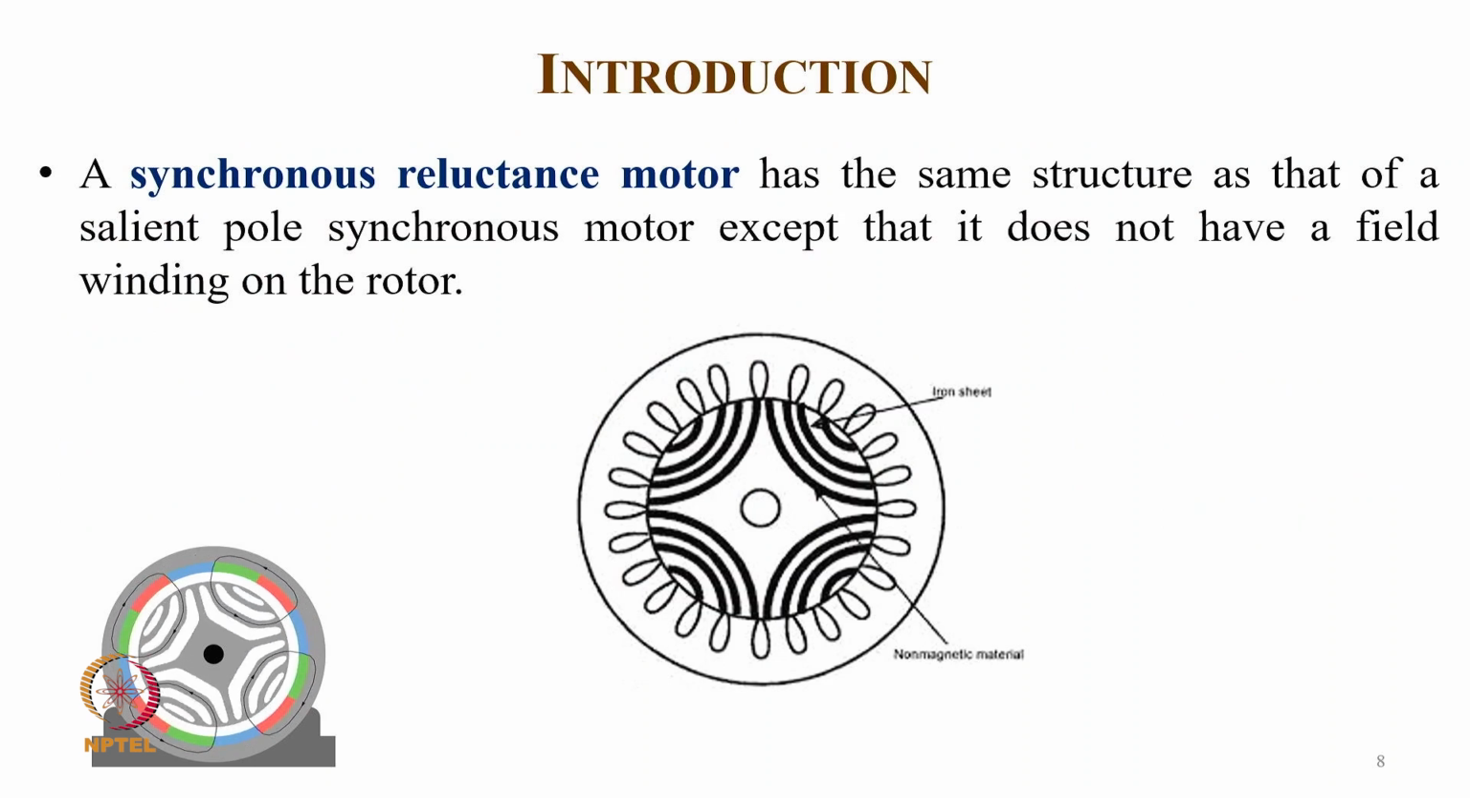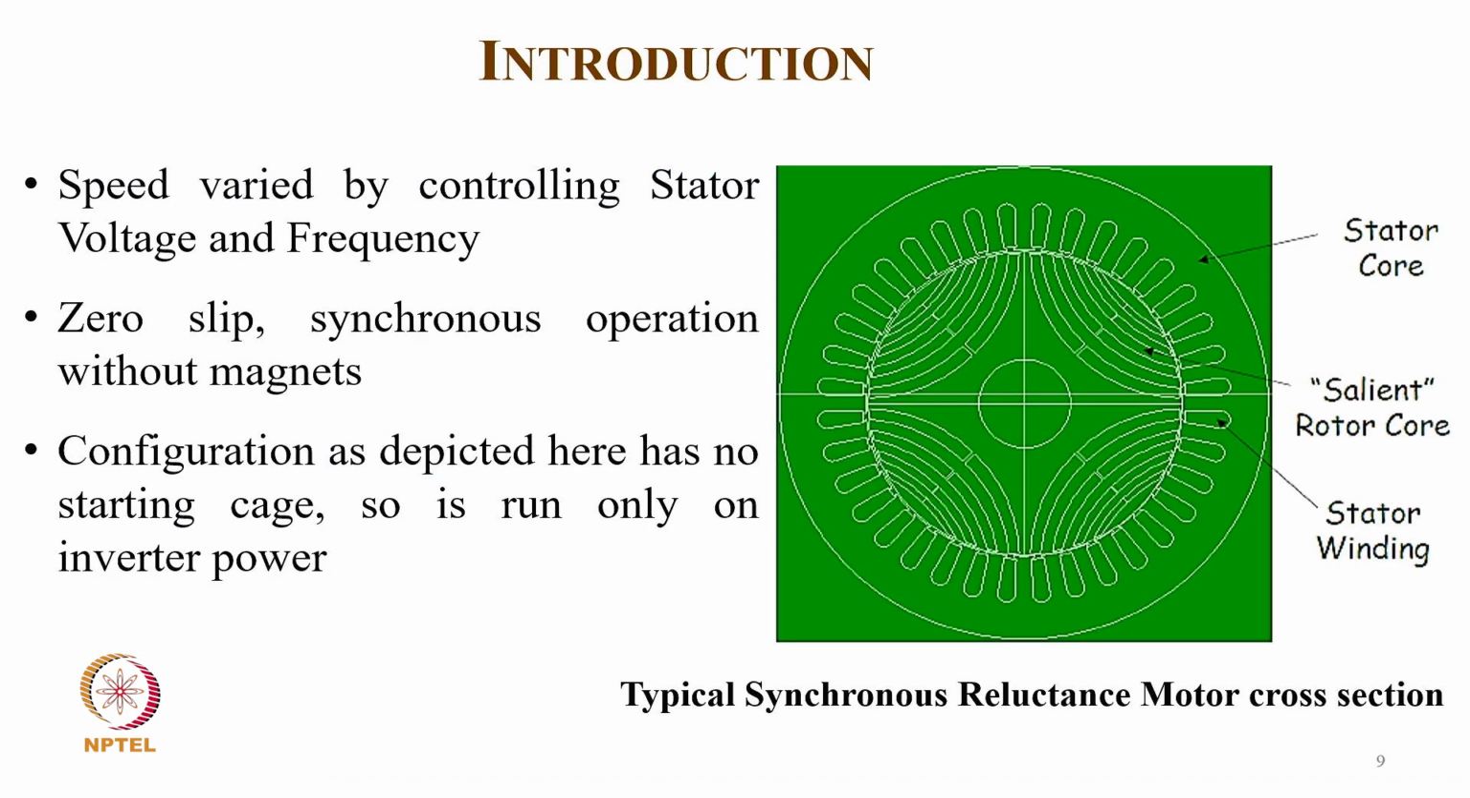Then you can say the synchronous reluctance motor has the same structure as that of a salient pole synchronous motor, except that it does not have a field winding on the rotor. It's only a ferromagnetic structure with what you can call flux barriers. Speed is controlled by controlling the stator voltage and frequency, because we have a winding only on the stator, normally three-phase, though for some special motors it may be more than three-phase. It has zero slip because of synchronous operation without a magnet, and the configuration as depicted here has no starting cage, so it runs only by inverter power.